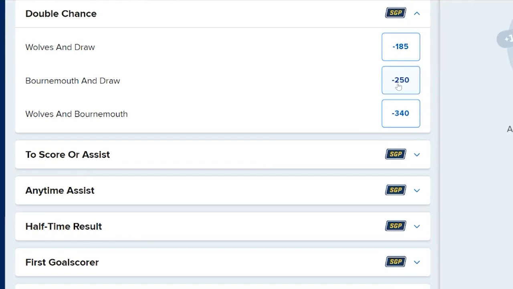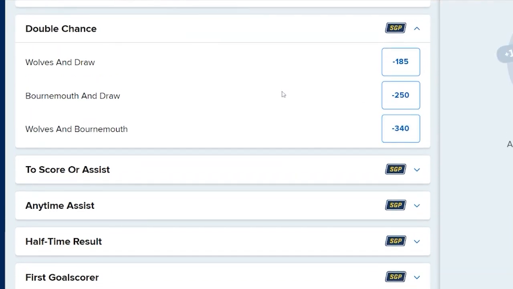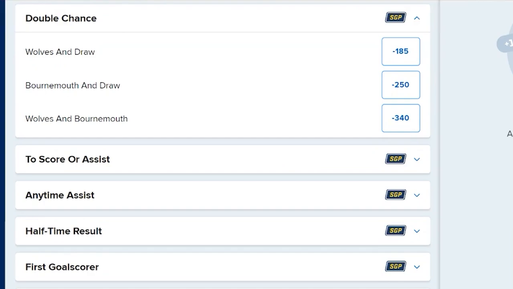You could take the other team in the draw, even more likely, or you can just say the game will not end in a draw whatsoever. I'm taking both teams. And that means if any team wins, you win. If it's a draw, you lose. Obviously, you have to lay a lot of juice to do that in this particular game. Very, very interesting in how they do this.